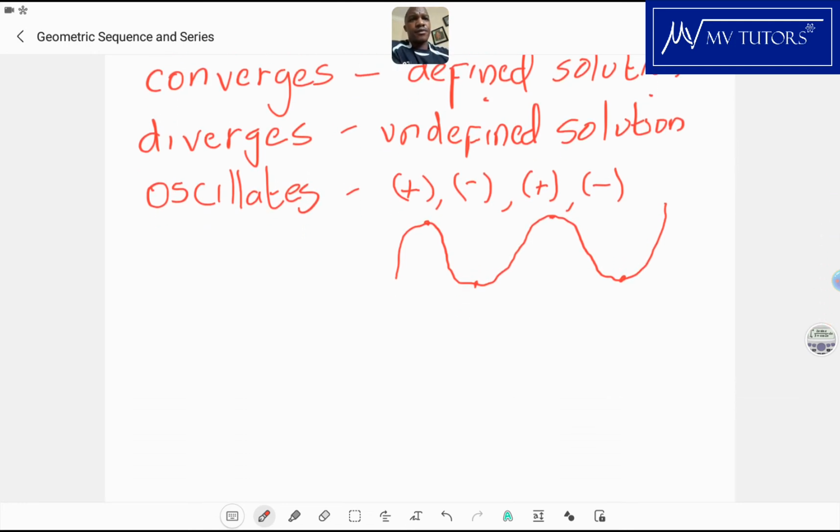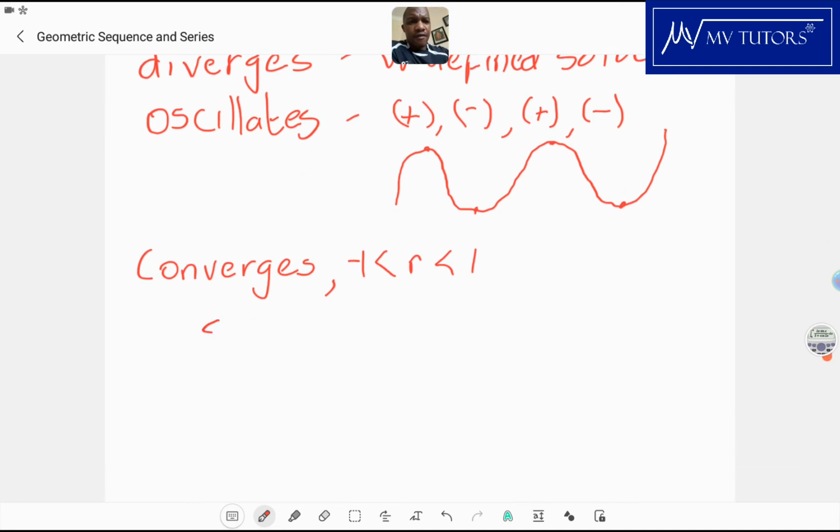Now, under these special conditions where it converges, meaning R is between negative 1 and 1, the formula for the sum of the infinite numbers is a defined equation given by a divided by 1 minus r.